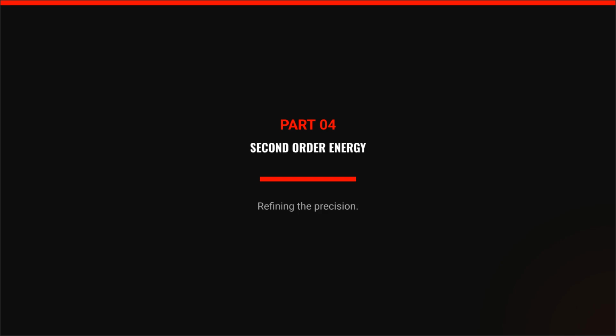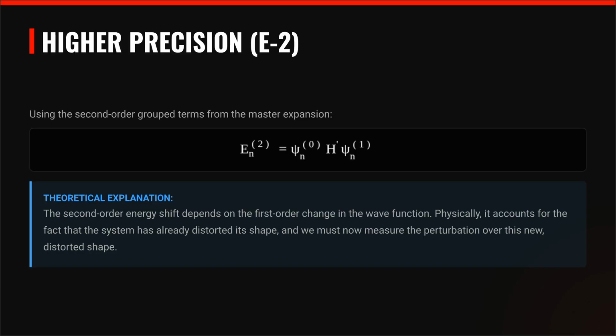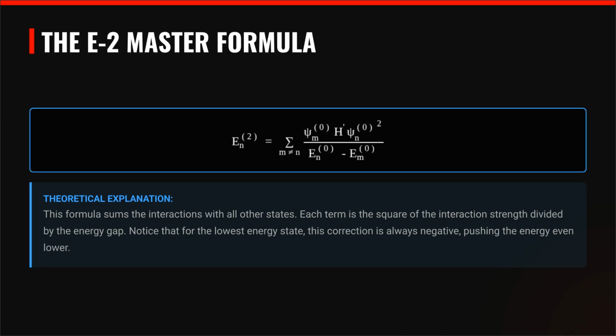Next, we look at part 04, second-order energy. This correction refines the precision of our calculation significantly. The second-order energy shift, E2, is derived from the terms grouped by lambda squared. It physically accounts for the fact that the system is already using the distorted first-order wave function. The E2 master formula sums the interaction with all other states.